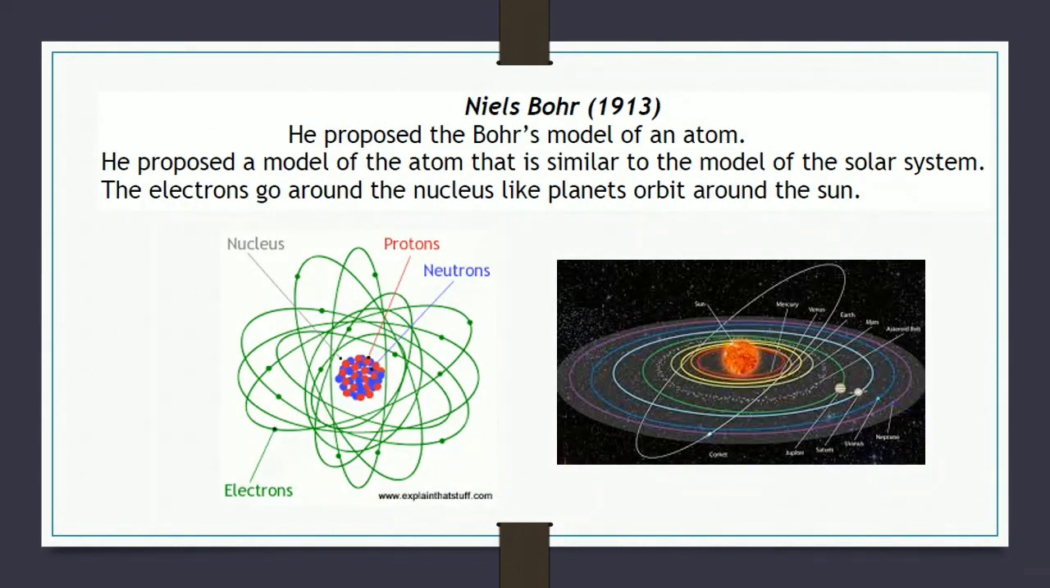Later, in 1913, Niels Bohr proposed Bohr's model of an atom, which he said is similar to the model of the solar system, where the electrons go around the nucleus like planets orbit around the sun. You can see this is Bohr's model. Protons and neutrons are found in the nucleus, and electrons orbit around the nucleus. So the Niels Bohr model showed that J.J. Thomson and Ernest Rutherford's theories weren't so accurate.